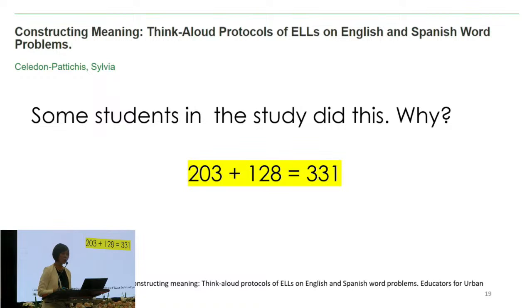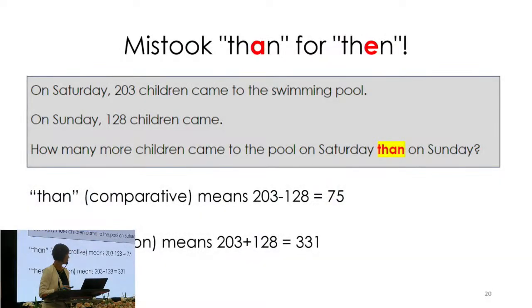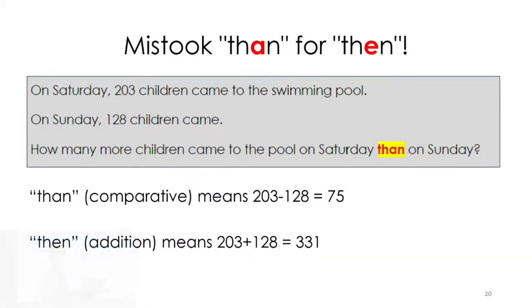So, during the research, after the students wrote the answer, the researchers went and spoke to the students and said, how did you get this answer? It turns out they mistook the word than, T-H-A-N, for then, T-H-E-N. So if you say than, it's a comparative, so you're going to subtract. But if you say then, it's addition. So they added it up together.